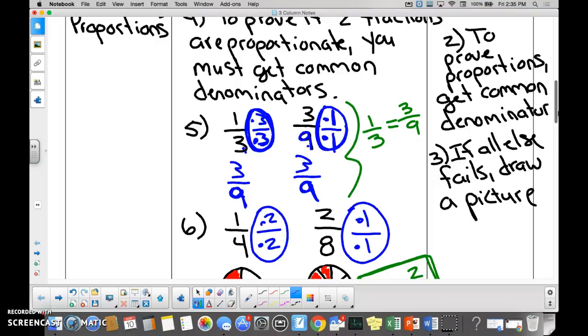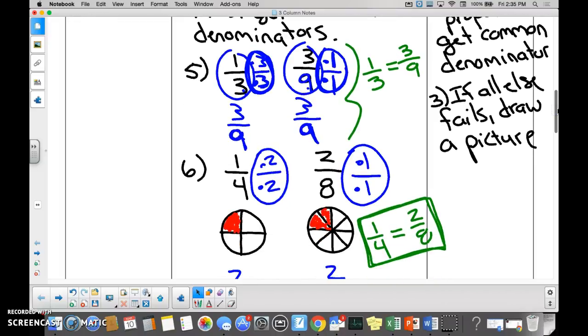And we get 3/9. So is 3/9 equal to 3/9? Yes. So is 1/3 equal to 3/9? Yes. Because 1/3 and 3/9 are the same thing. So how do you prove proportions? You get common denominators. Remember, this was kind of a key for the class that just did this today.